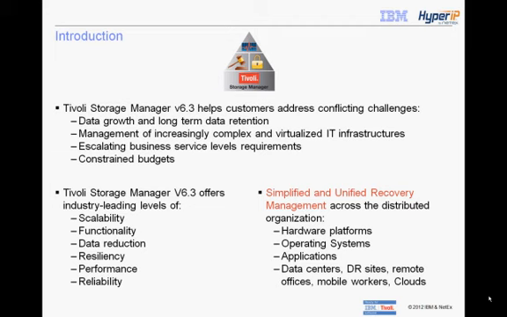So in version 6.3, we believe that we offer industry-leading levels of scalability, functionality, data reduction, resiliency, performance, and reliability. As Steve mentioned, in version 6.1, we took out the database that was running TSM from the beginning and replaced it with a DB2 database. This is the state-of-the-art, best database in the world. And 59 out of the top 59 banks rely on DB2 to run their businesses. We're using that now as the core of TSM. TSM administrators don't have to worry about it.